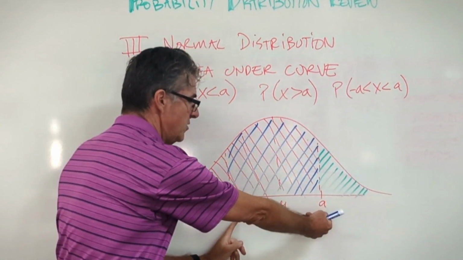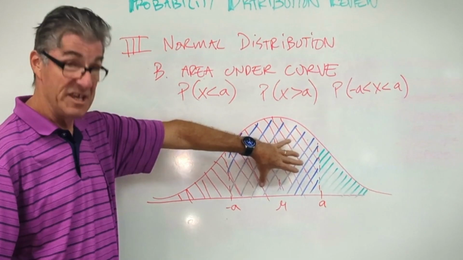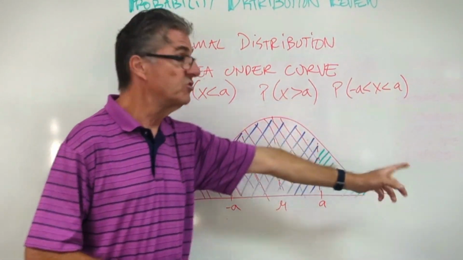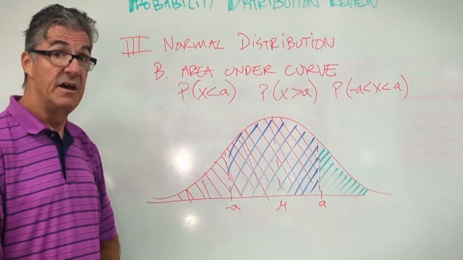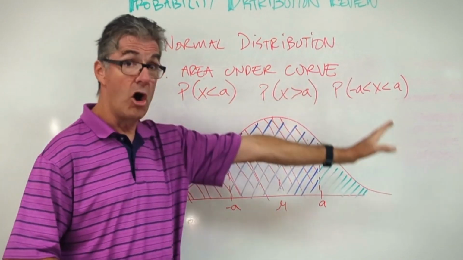So that's just this zone here between negative A and positive A. Whatever that area is, that's going to be the probability that random variable x lies between the two values of A. Now, your calculator has specific steps for putting in all these probabilities.